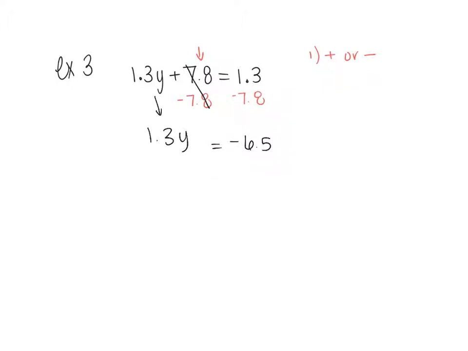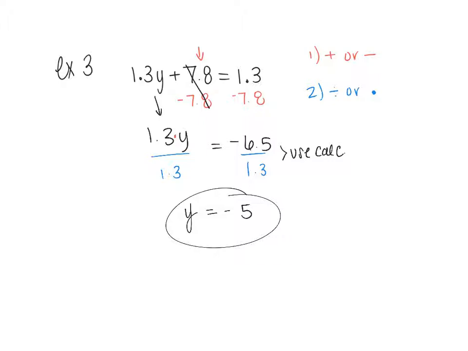Now undo the multiplication. That says 1.3 times y. So step 2 is your multiplication or division. I'm going to undo by dividing. Type that in my calculator and get negative 5. So y actually equals negative 5. For this part, I just use my calculator and type it in. So your answer is y equals negative 5. You could check it by plugging in y equals negative 5, so you'll have 1.3 times negative 5 plus 7.8. It had better be 1.3, and that's how you know you got it right.